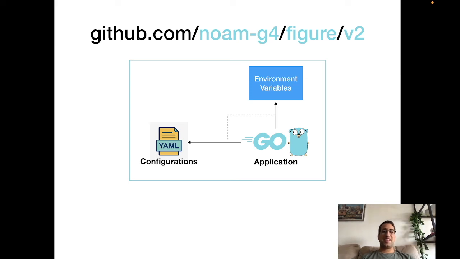Hi, today I'd like to share with you a new package I've been working on for Golang. It's called Figure, and what it does is allow you to load configurations using a YAML file for your Go application, but it also allows you to override the values using environment variables. The use case for such a behavior is very well known, and in fact there are a few other packages that do exactly the same.